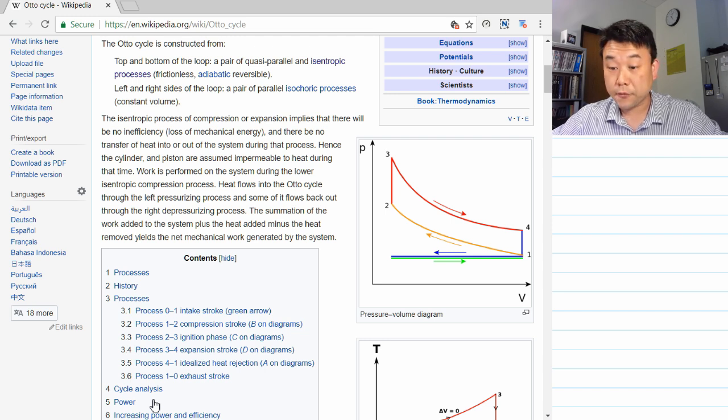1. So from 1 to 2, that's adiabatic compression. So this is where the piston compresses the fuel-air mixture. We assume it happens quickly enough that no heat is exchanged with the surrounding. And at point 2, this is the very important point. This is where the fuel-air mixture is ignited with an electric spark. So this happens quickly enough that the volume doesn't have any time to change. So this is idealized with isochoric heating.